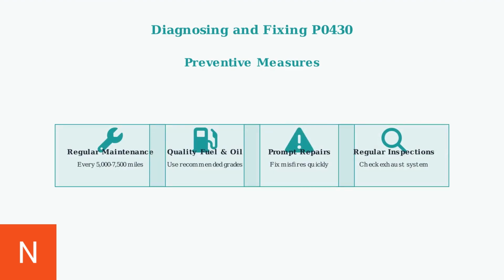Regular maintenance, quality fuel, prompt attention to engine problems, and periodic inspections can significantly extend catalyst life and prevent P0430 codes. Proper diagnosis using systematic testing procedures leads to successful repairs in 95% of cases. Investing in quality diagnosis and parts, combined with preventive maintenance, ensures long-term catalyst performance and prevents costly failures.